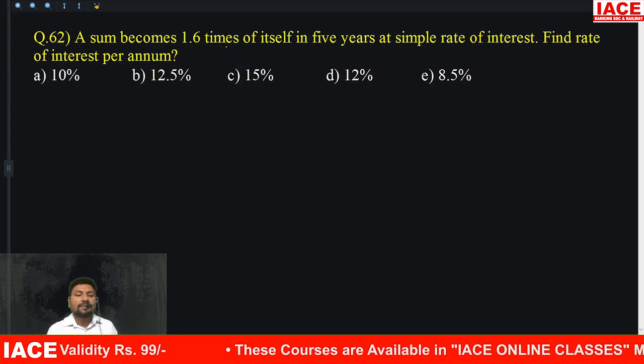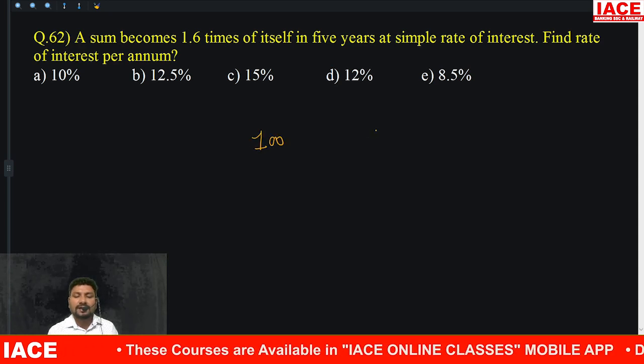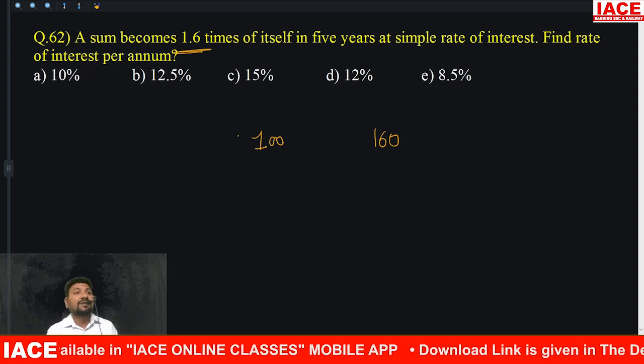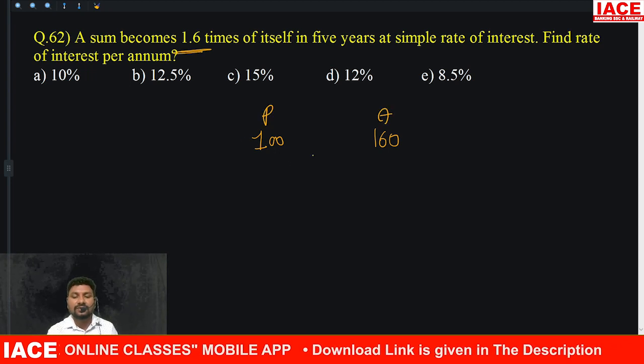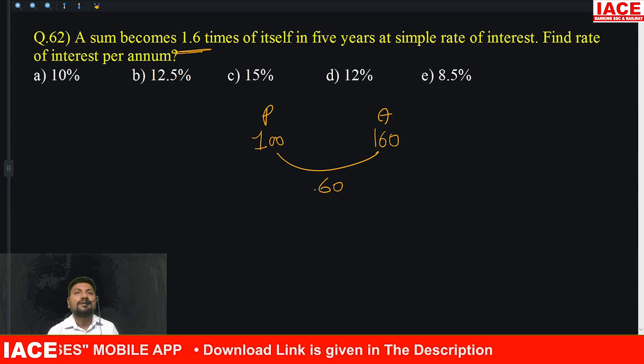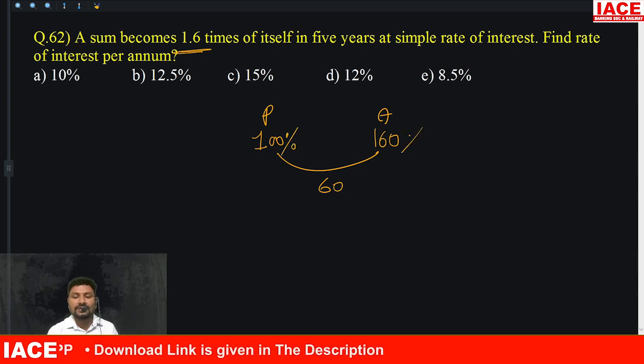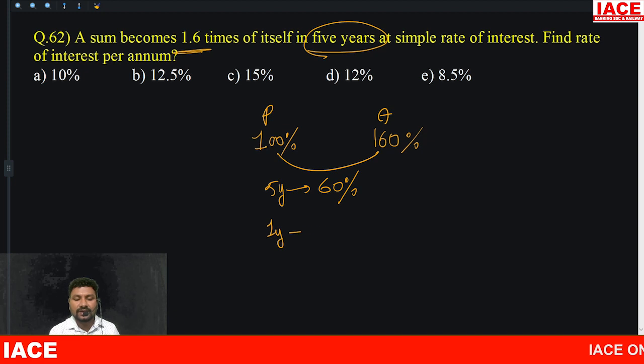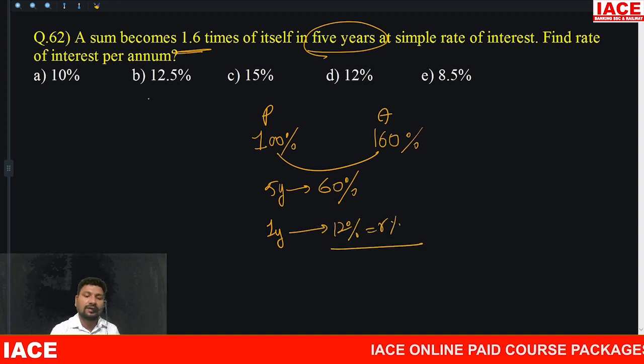The sum becomes 1.6 times. If you deposit 100, it becomes 160. This is principal, this is amount. How much interest are you gaining? 60 rupees. On 100 you are getting 160 amount. Your interest is 60 for how many years? 5 years. 5 years 60 means 1 year how much percentage? That is the rate of interest. Then option D is right.